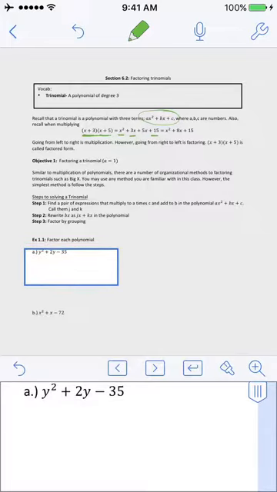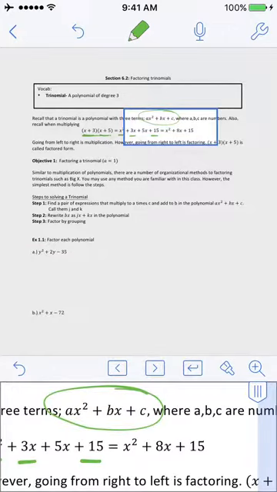This works for any variable. It does not have to be x. It works for z squared plus z minus 35, right? The only thing you want is this standard quadratic form, the y squared. So the squared, the single, then the constant, right? That's what you want. You want a square, a single, a constant.